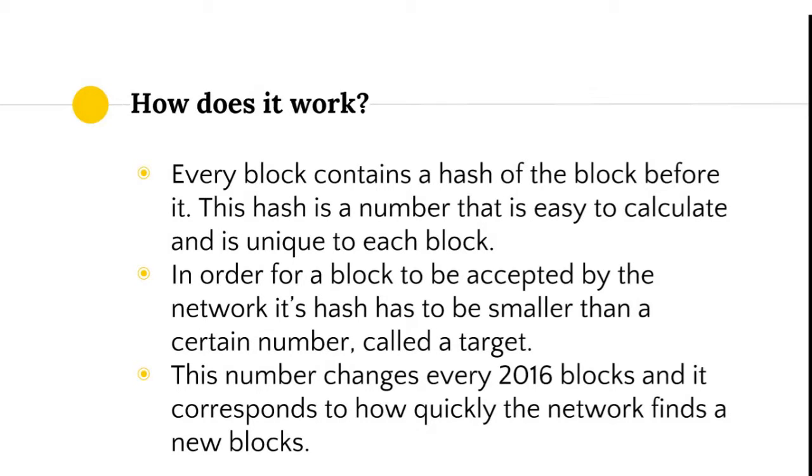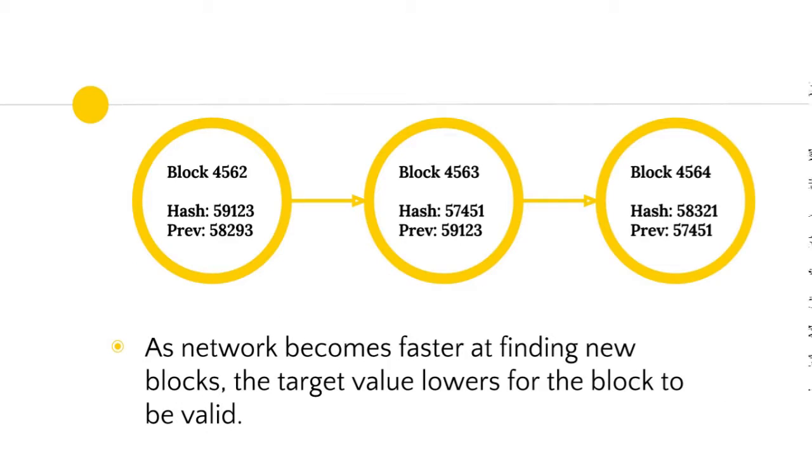How does it work? Every block contains a hash of the block before it. This hash is a number that is easy to calculate and is unique to each block. In order for a block to be accepted by the network, its hash, the whole block's hash, has to be smaller than a certain number called a target. This number changes every 2016 blocks, so about every 2 weeks, and it corresponds to how quickly the network finds a new block. As the network becomes faster at finding new blocks, the target value lowers for the block to be valid.